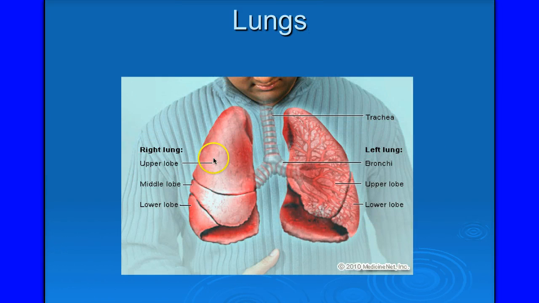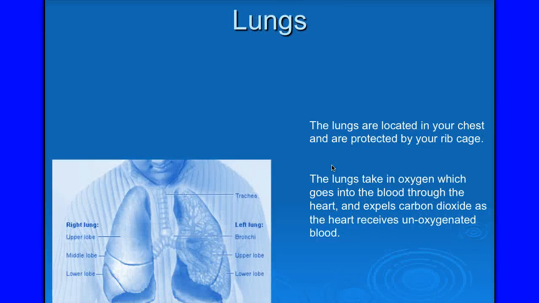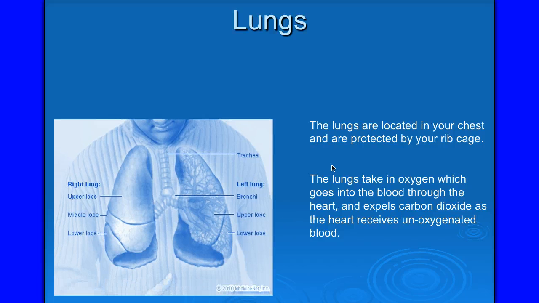Next, we move on to our lungs. You'll notice the lungs are connected to your trachea. Your lung can be divided into three lobes. You have your upper lobe, your middle lobe, and your lower lobe. And then on the inside, the lungs are made up of bronchi and bronchioles. Again, the lungs are located in the upper portion of your chest, and essentially they allow us to take in oxygen and breathe out carbon dioxide.